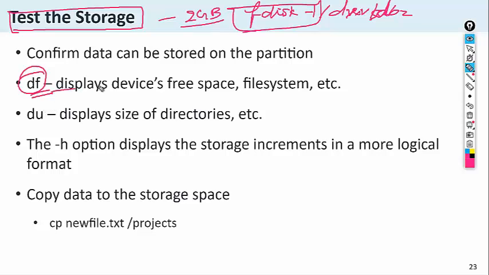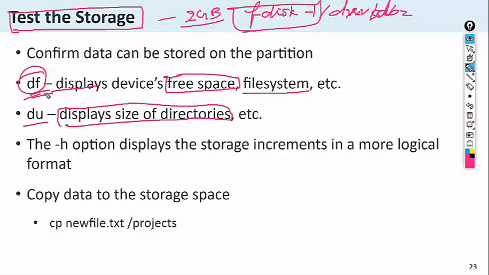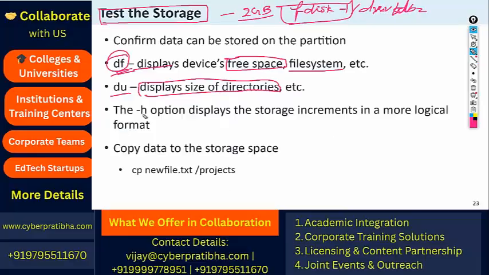df is used to display the file system, so you will get information about the free space, how much free space exists. And du is used to display the size of a directory. You can use any partition, any folder name inside any partition, or a file name. You can use this command to get the information.